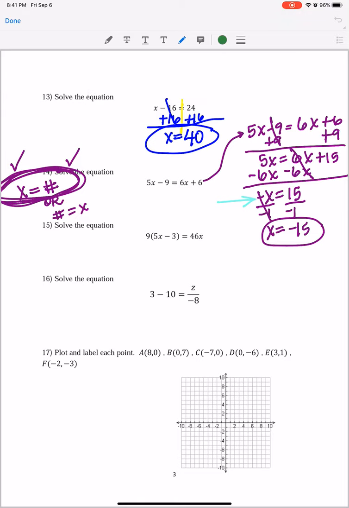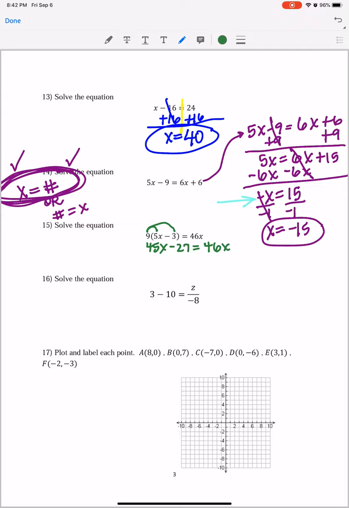Okay, on 15, we are solving. Anytime you see parentheses, you need to distribute first. So 9 times 5x gives me 45x. 9 times a negative 3 gets me a negative 27. Bring down your equal sign and your 45x.